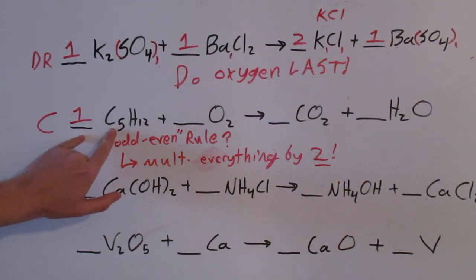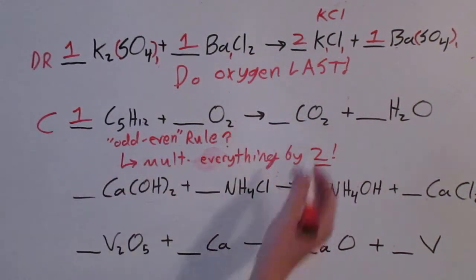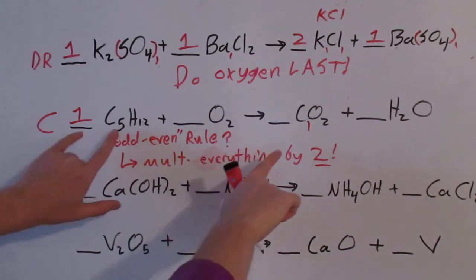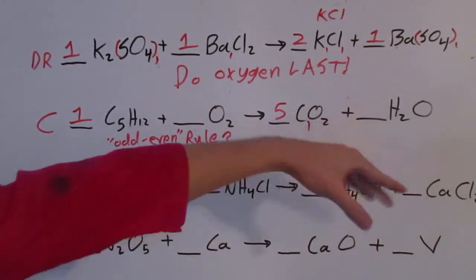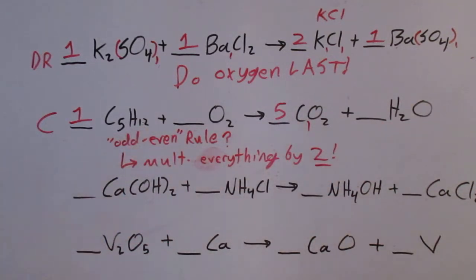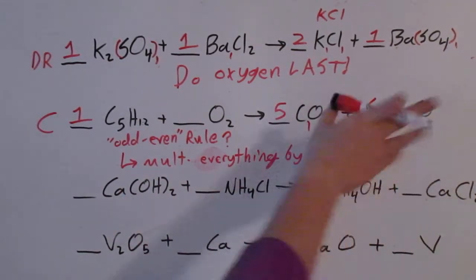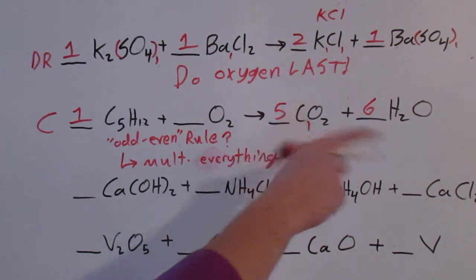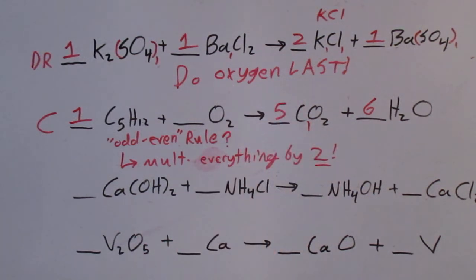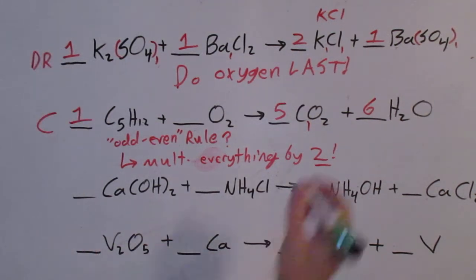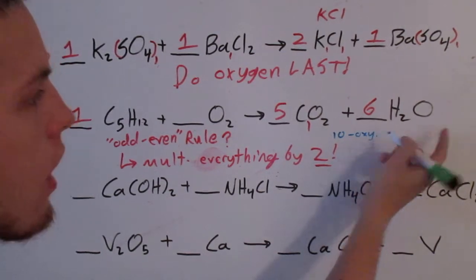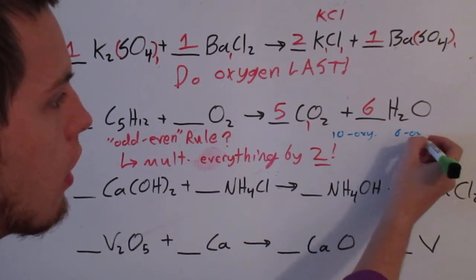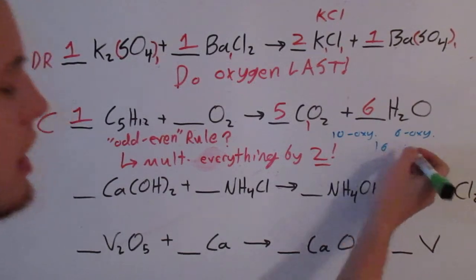I have 5 carbons here. I only have 1 here right now. So I need to get that to a 5, so that's going to be a 5. Oxygen's last. I'm not juggling all that yet. I got 12 hydrogens. All right, I need 12 hydrogens. Well, 6 times 2 is 12. Looking at it here, this is where you might need it. Let's see. I have 10 oxygens here. I have 6 here. That's a total of 16.